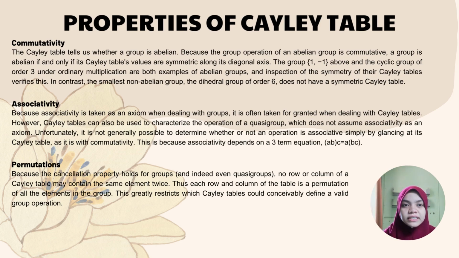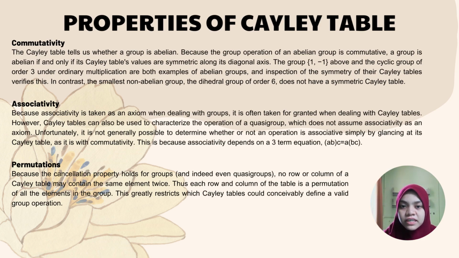The second one is associativity. Because associativity is taken as an axiom when dealing with groups, it is often taken for granted when dealing with Cayley tables. However, Cayley tables can also be used to characterize the operation of a quasigroup, which does not assume associativity as an axiom. Unfortunately, it is generally not possible to determine whether or not an operation is associative simply by glancing at the Cayley table, as it is with commutativity.